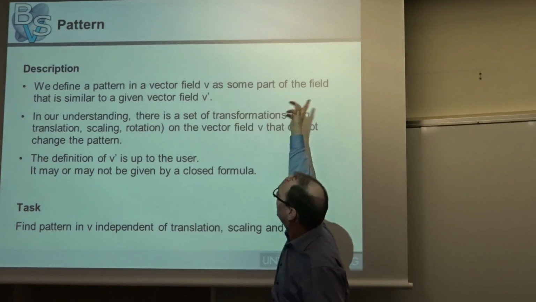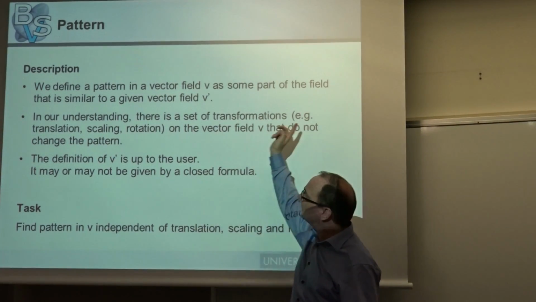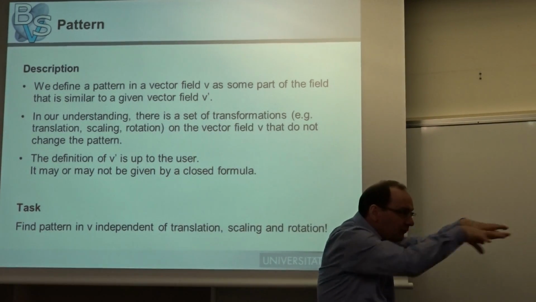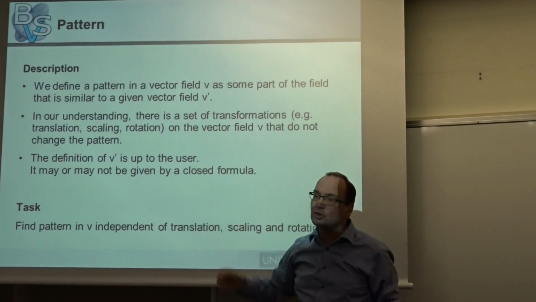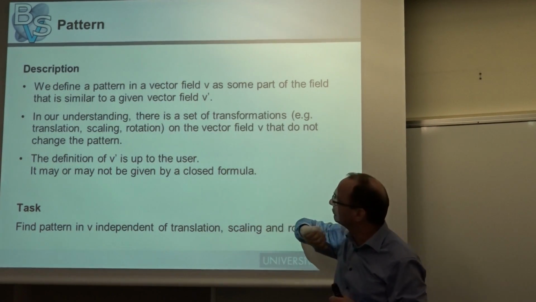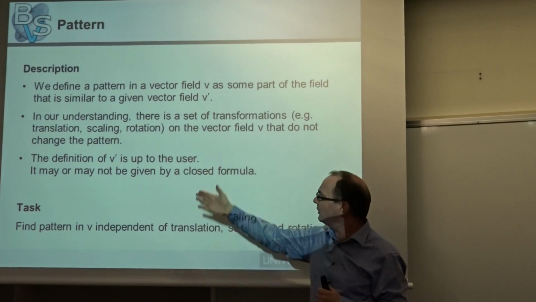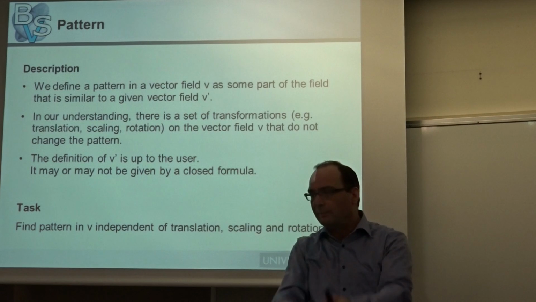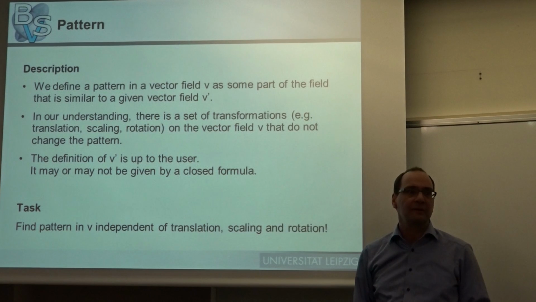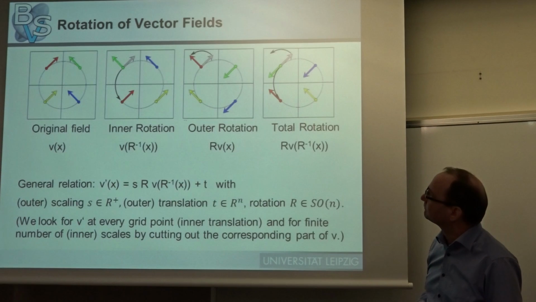But there may be a set of transformations, like translation obviously, but also scaling and rotation on the field that do not change the pattern. So if you have a pattern flow that goes like this, and I observe flow going like this, if I say, well, this is just rotated, it's fine. You can set this very flexibly, and the definition of what you're looking for is up to the user. He may or may not give you a closed formula. He can also give us just a sample and say, okay, this looks interesting. I want to see what's happening again in all my data, in all the time steps. Just go and run for it. So find a pattern independent of translation, scaling, and rotation.